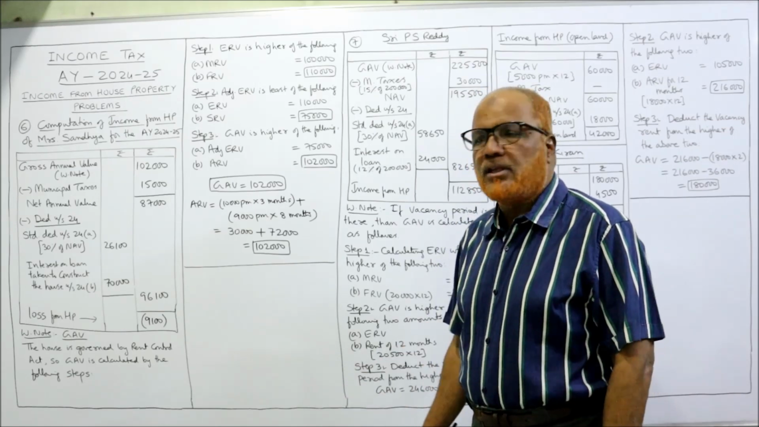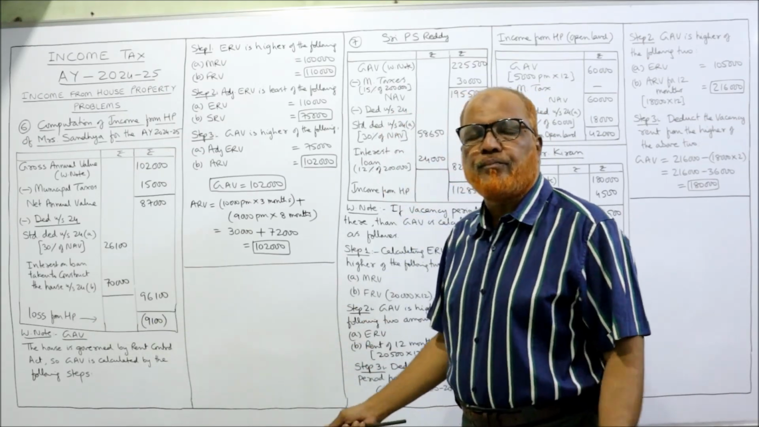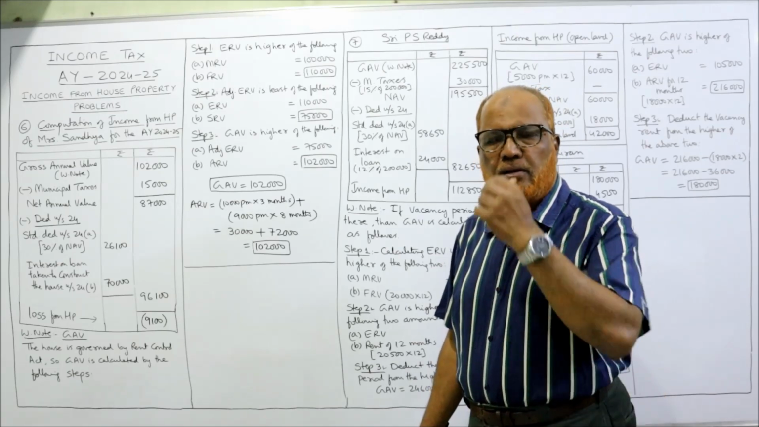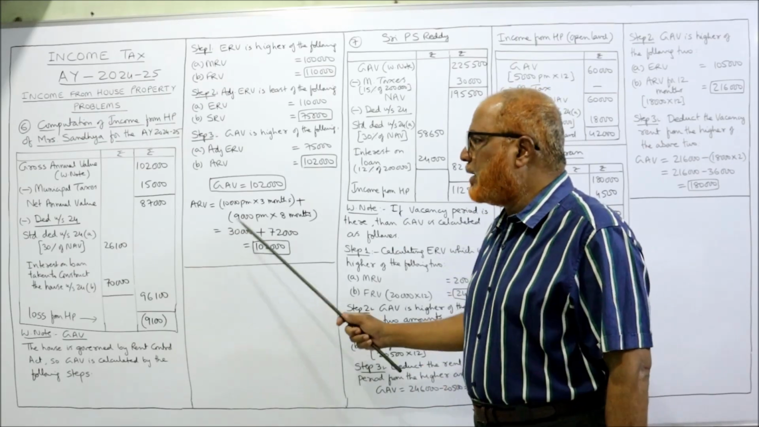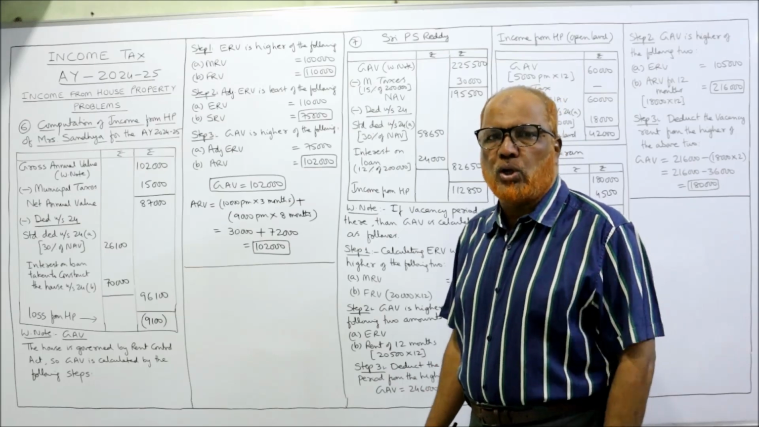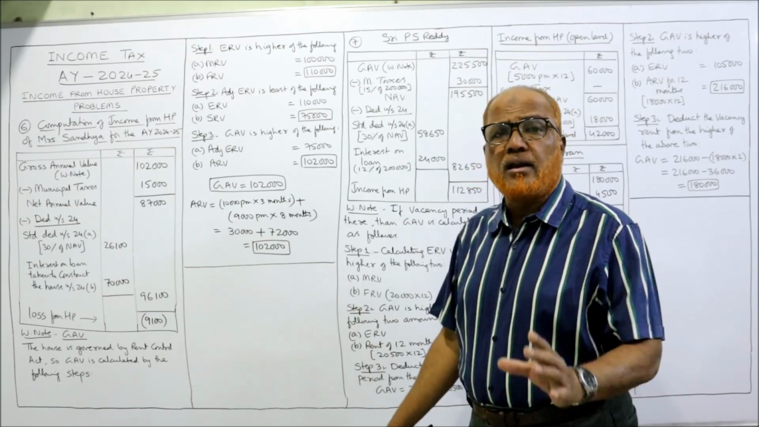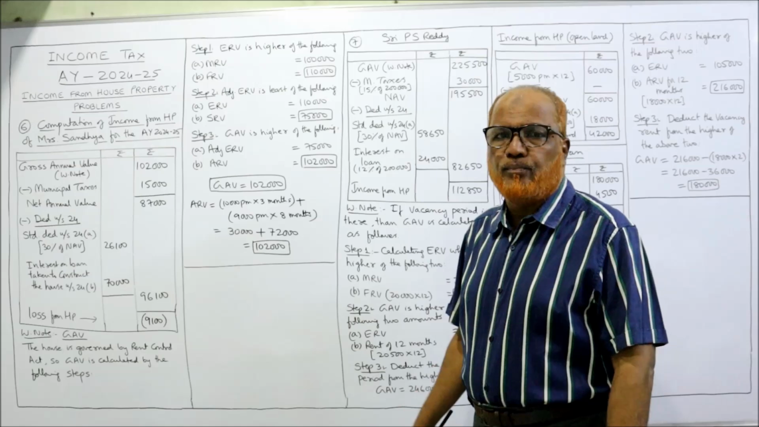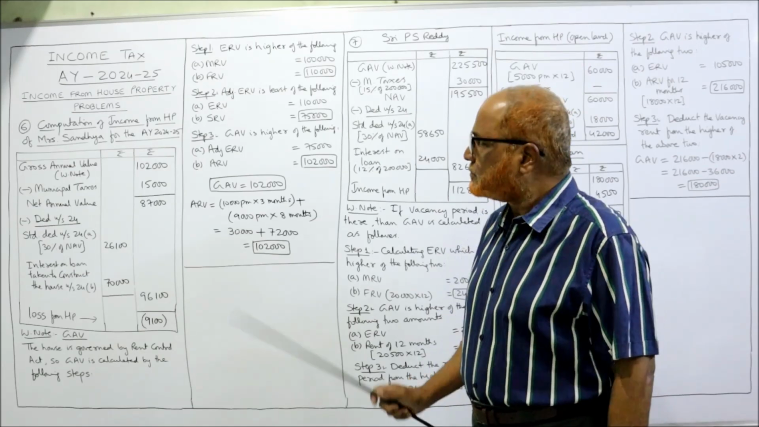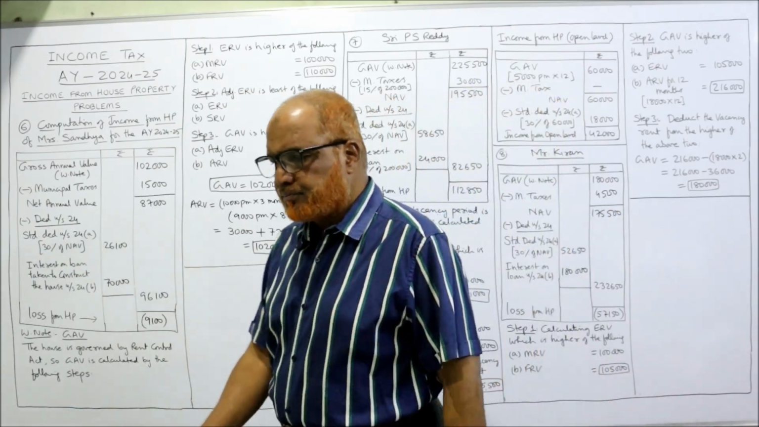9,100 negative. That means loss from house property. That's it. So simple. The only new point here is that 1 month there is unrealized rent that we should not take. And repair, no deduction will be allowed for repair. That's it. Now we'll come to the next problem.